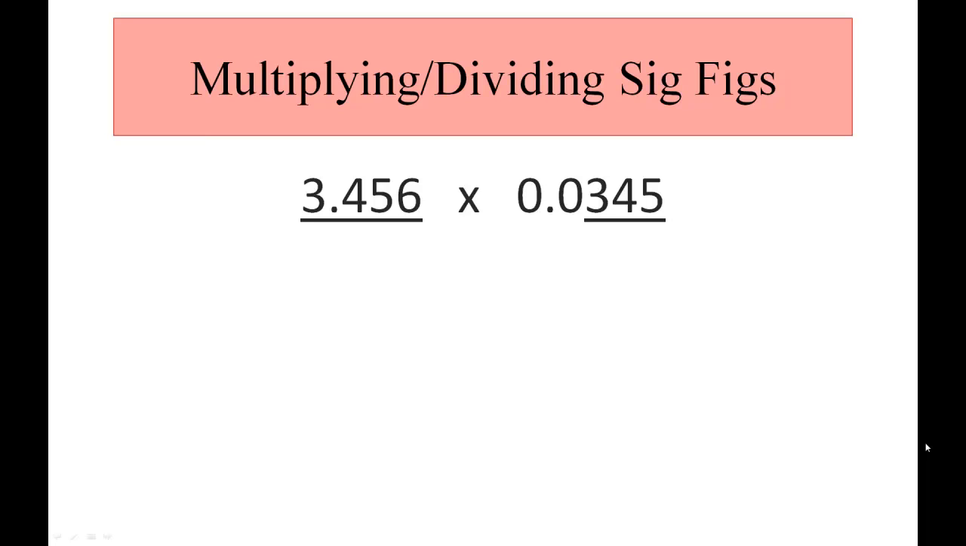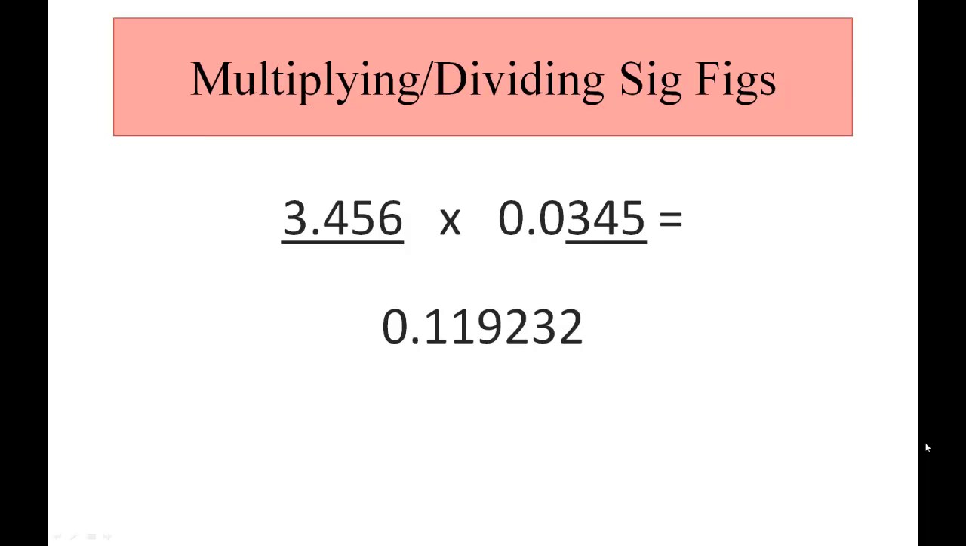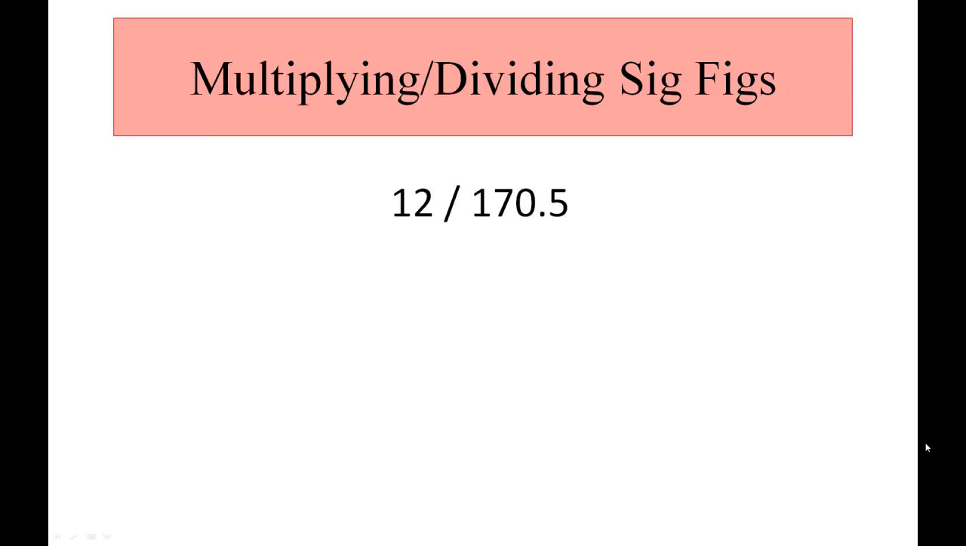When I plug this in my calculator, the calculator is going to spit out 0.119232, which has 6 sig figs. And since we have a 4 and a 3, the number of sig figs we can have in our answer is 3, so I would round that number to 0.119. Here's another example of multiplying and dividing.